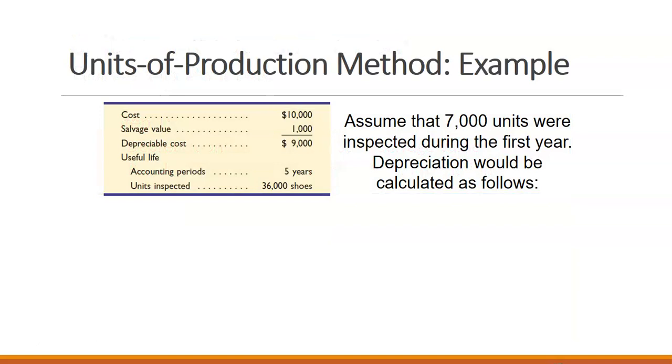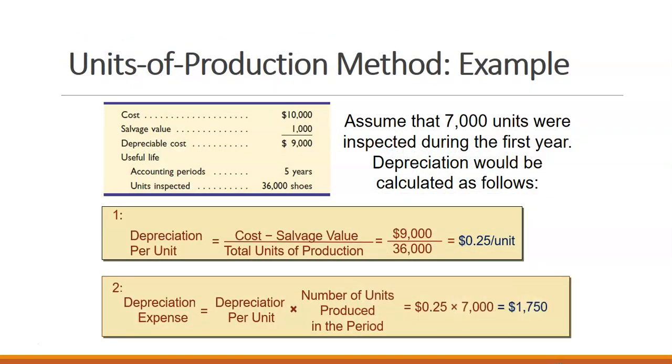An example of that is that we have the same machine with a cost of 10,000, salvage value of 1,000, useful life of 5 years, and we believe that machine is good for the production of 36,000 shoes. So then we would take the $9,000 divided by 36,000 to get 25 cents per unit. Therefore, our depreciation expense in year 1 would be 25 cents times the number of units produced in the period, which are 7,000.